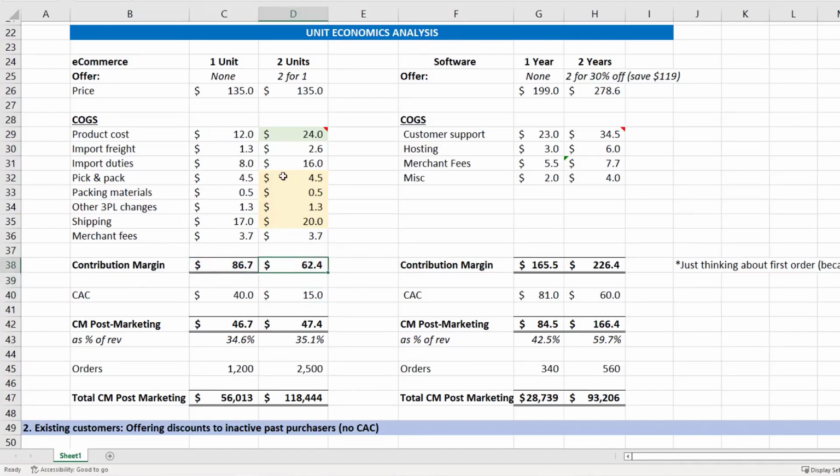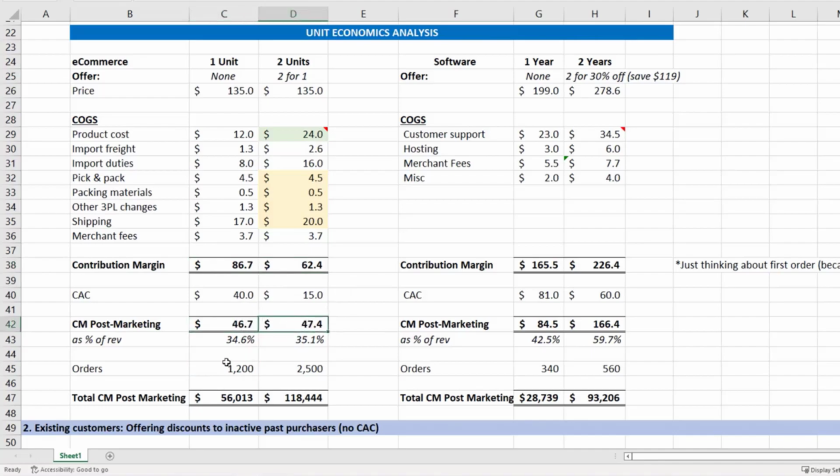And so that's a big lever. If you do a 2-for-1, probably that's going to reactivate a lot of customers and convert a lot of customers, and your CAC is going to be really, really low. And this is based on what I'm seeing with real companies. So we're saying that the contribution margin post-marketing, you still have about $47 because your CAC goes down, because now so many customers convert because they see this deal, and then you don't have to spend a lot in marketing to convert people.